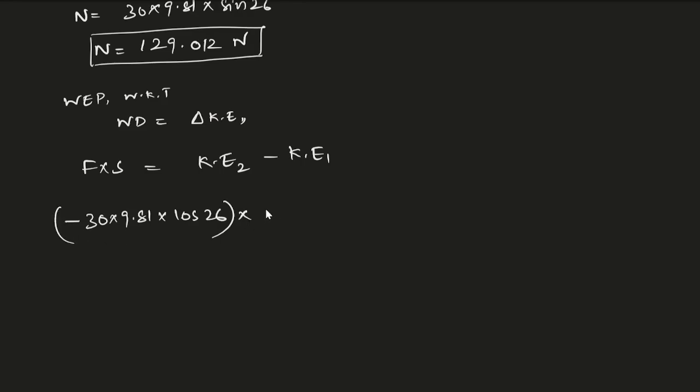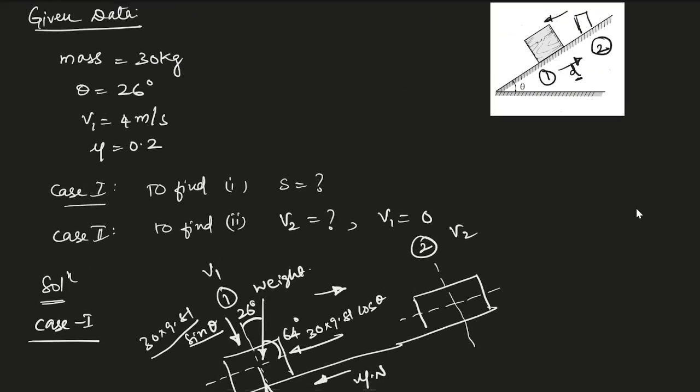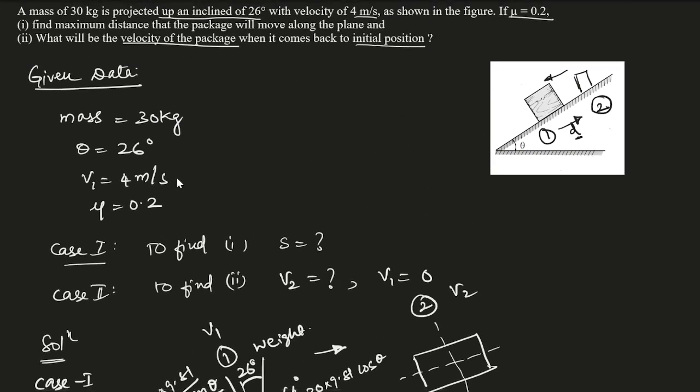into the distance s, minus mu, which we have taken as 0.2, into normal, which is 129.012, into s. This is equal to half into mass, 30 kg, into v2 square minus v1 square. We know that v2 is here at rest, so it becomes 0, minus 4 the whole square. Here v1 square is equal to 4. In the first case, v1 is equal to 4 meter per second.